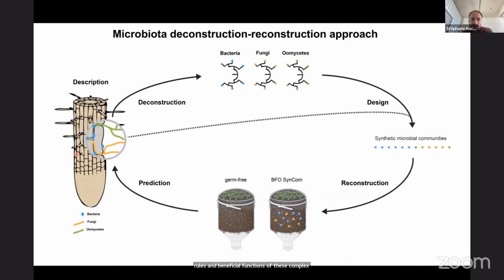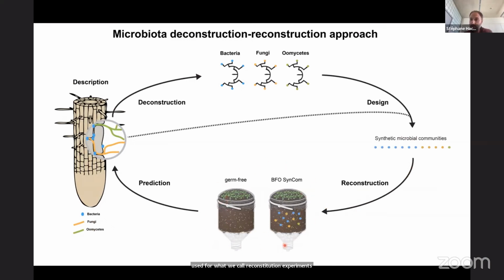The first step was back in 2014, a kind of descriptive step where we understand who is there, what are the microbes that colonize plant roots in nature, followed by a deconstruction step involving the establishment of reference culture collections of bacteria, fungi, and oomycetes that can then be used for the design of what we call synthetic microbial communities that are built based on these microbes that we can culture.